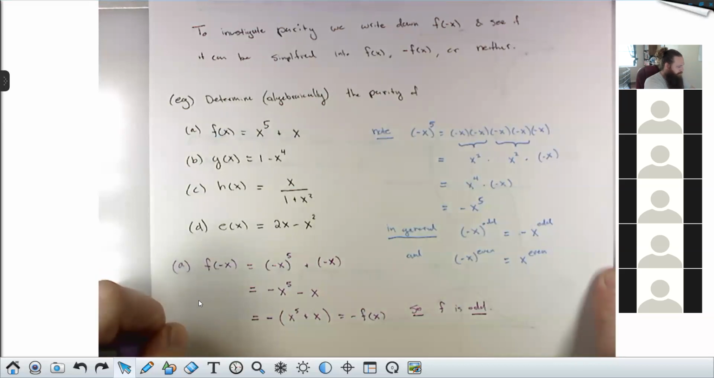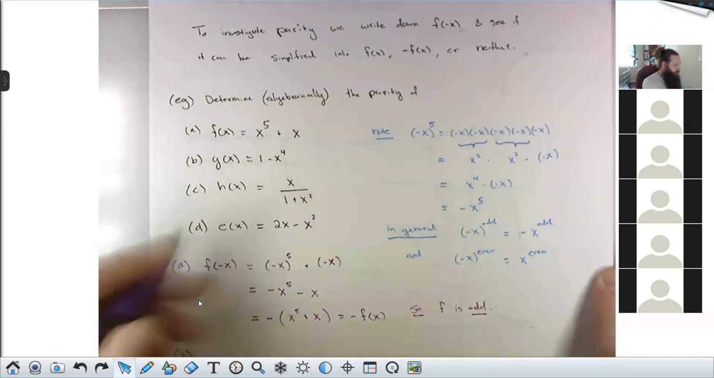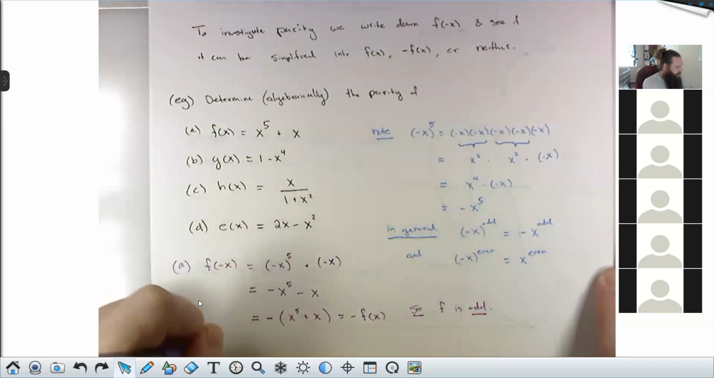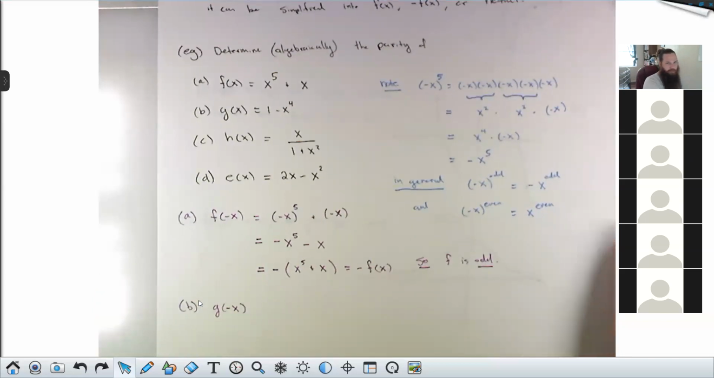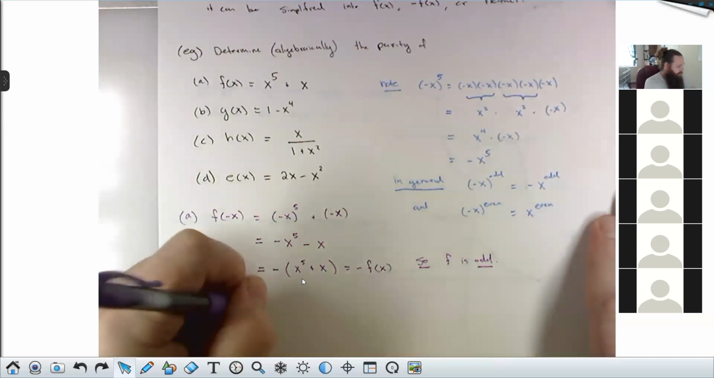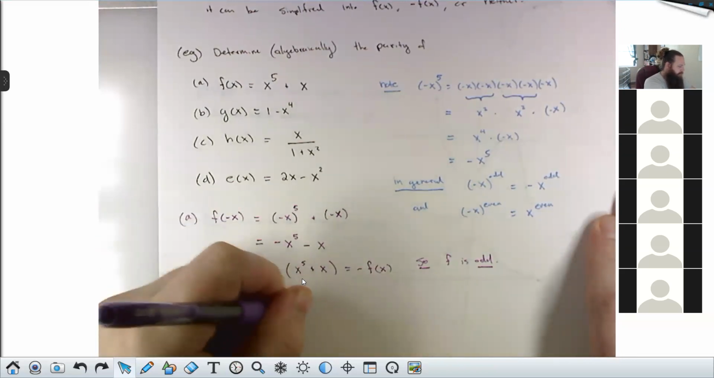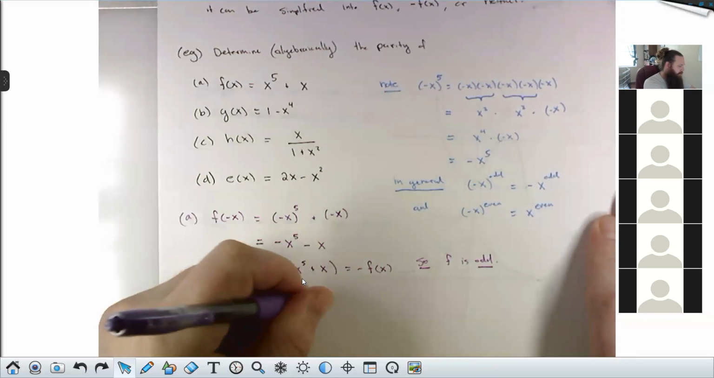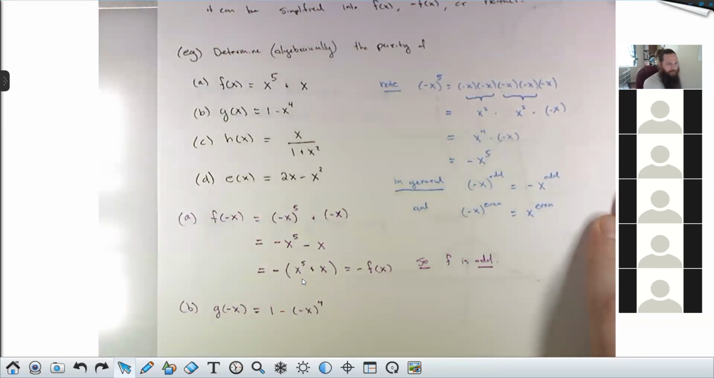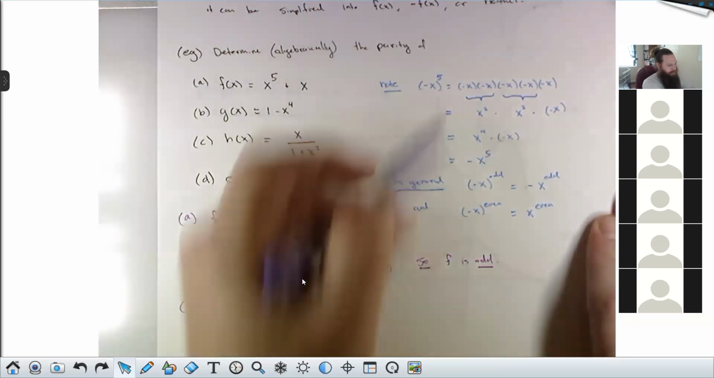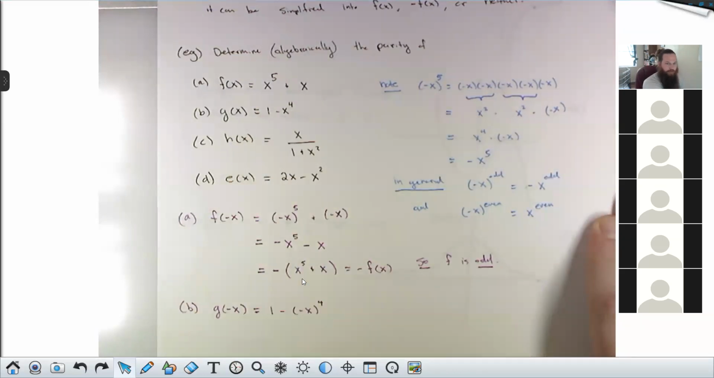All right, let's do part B. I won't be as slow pokey with the details this time. The function name here is g, so not f, but we're going to do the same thing. We're going to look at g of negative x and see if that simplifies to either the original or the negative g. G of negative x. Well, g of x is 1 minus x to the 4th. So this is 1 minus negative x in parentheses to the 4th. The parentheses here are hugely important, right? It's how you handle the parens that determines everything.